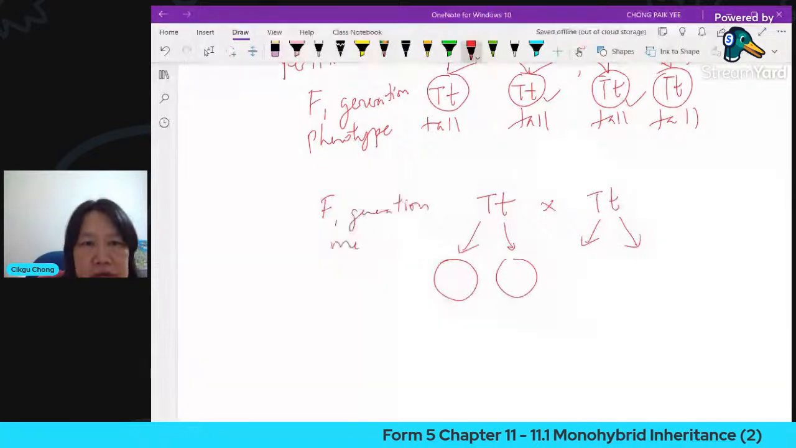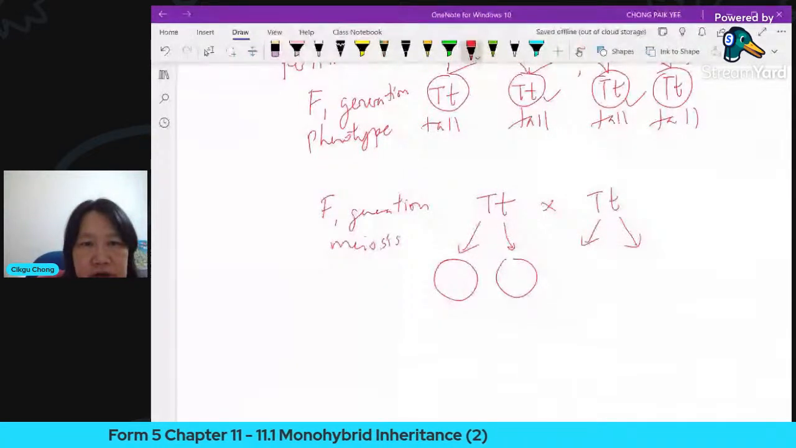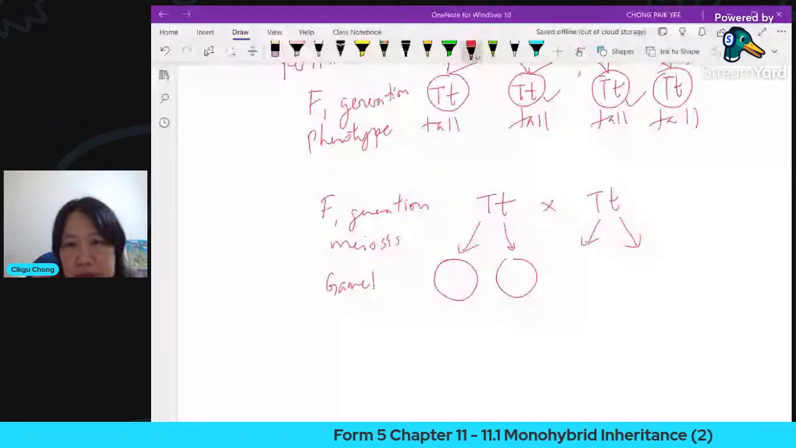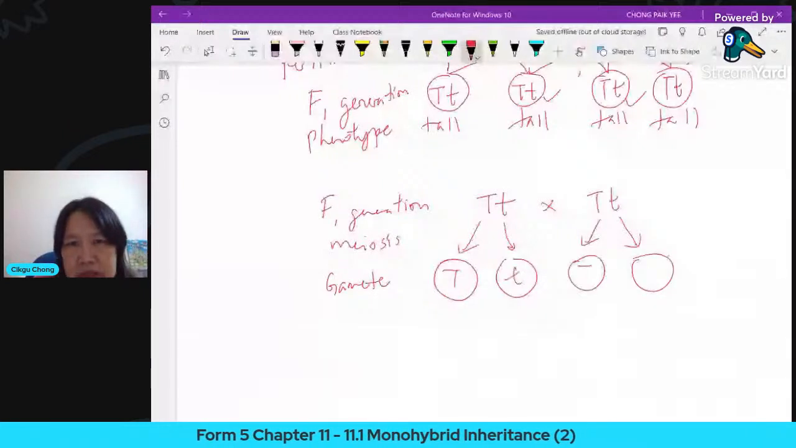You don't write here on the left-hand side. It's all wrong. If you just write all the circle and the lines, you get 0. So you got to write what is this gamete. All right. Gamete like this, and put in your capital T, small t, capital T, small t.